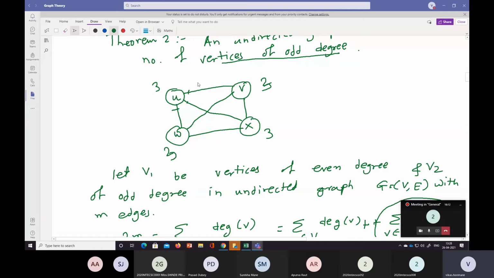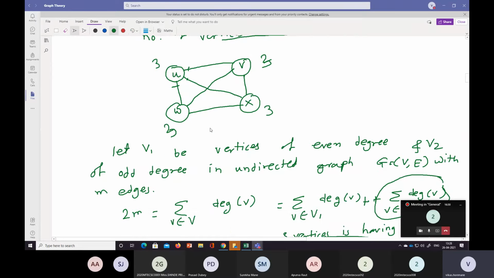Okay, and suppose we count these odd degrees, then it is even. So 1 2 3 4. Okay, here in this graph there are 4 vertices of odd degree. Okay, so this is the theorem 2.